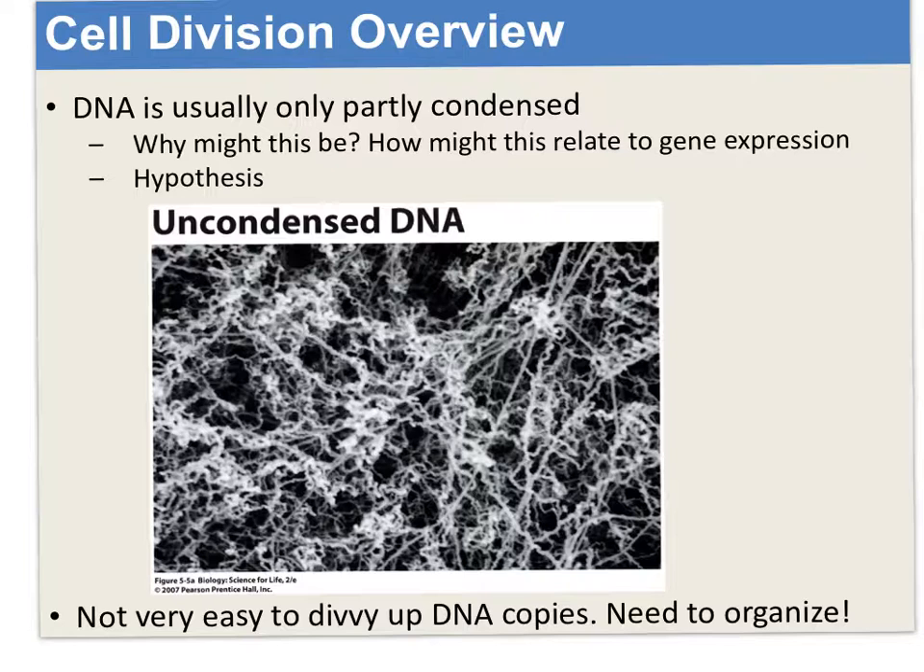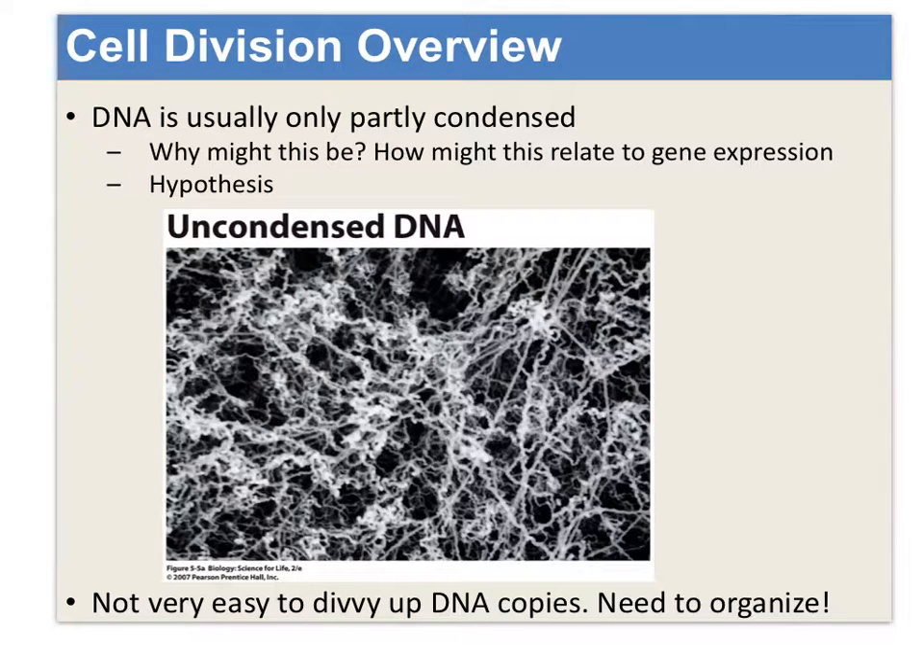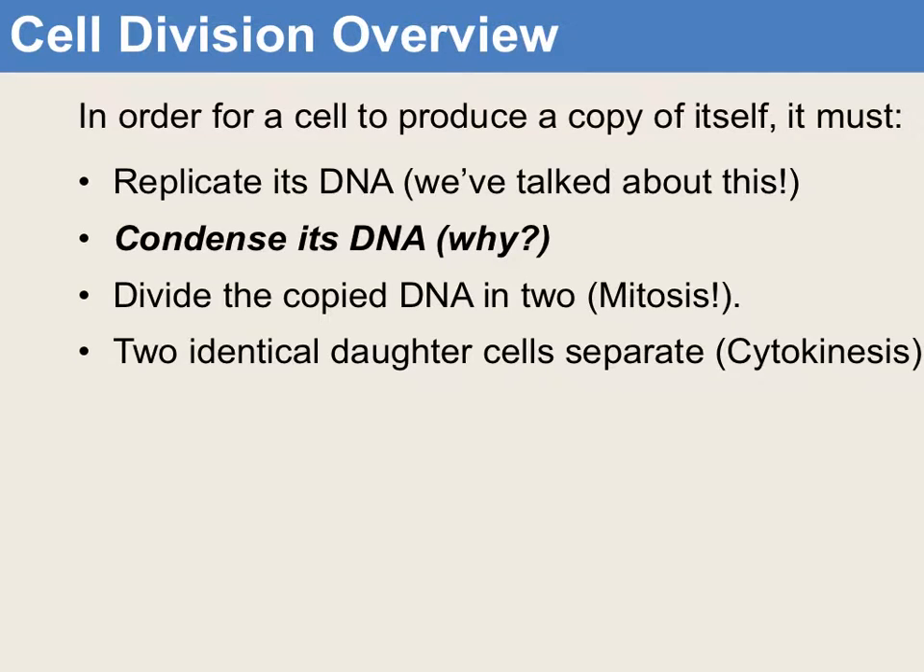Normally what happens is in condensing the DNA, it's very tightly packed. And the different loci, gene loci, are not really open to being turned on or off or expressed or anything like that. So for the most part, this DNA is partly condensed, but not much, so that the genes can be expressed. Now, in terms of replication, though, it's not very easy to divvy up the DNA this way when it's looking like this. So it has to be organized in a way, and that's what happens with condensing the DNA. Okay. So what happens is we condense the DNA so it's easier for replication.